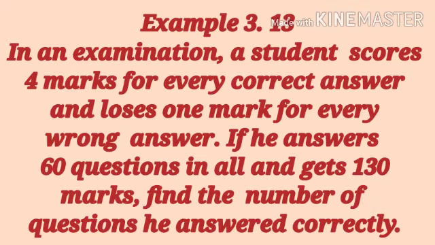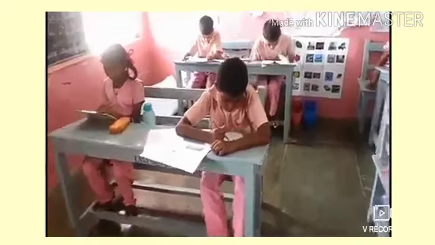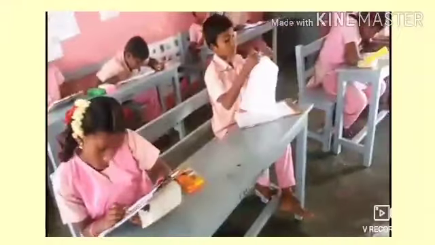Example 3.13. In an examination, a student scores 4 marks for every correct answer and loses 1 mark for every wrong answer. If he answers 60 questions in all and gets 130 marks, find the number of questions he answered correctly. In this question, a student gets 4 marks for every correct answer and minus 1 mark for every wrong answer. Totally, he answers 60 questions and gets 130 marks.